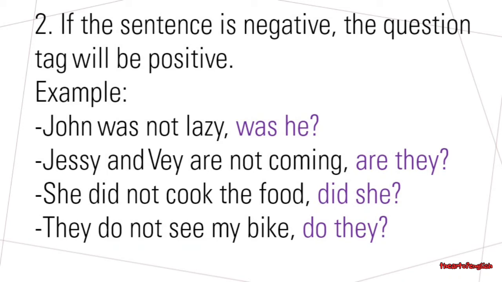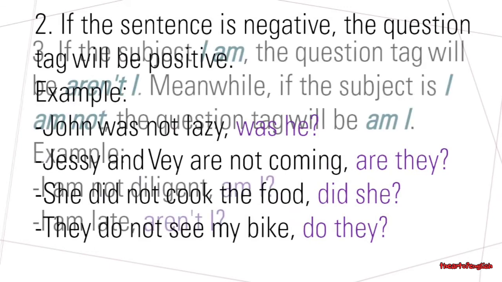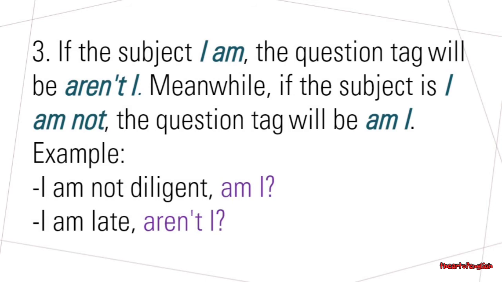Did she? The last sentence: they do not see my bike, do they? This sentence is in present tense. So do not, we just change to do, we erase not, and then we put the subject at the end. That will be the question tag.